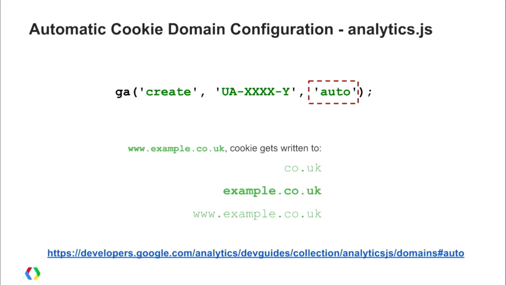And what that means is Analytics.js is going to write the cookie at the highest level domain possible. So if, for example, your site was example.co.uk, Analytics.js would first try to write to co.uk. That would obviously fail. And the next domain we would try would be example.co.uk. That would succeed, so that's where we'd write the cookie.